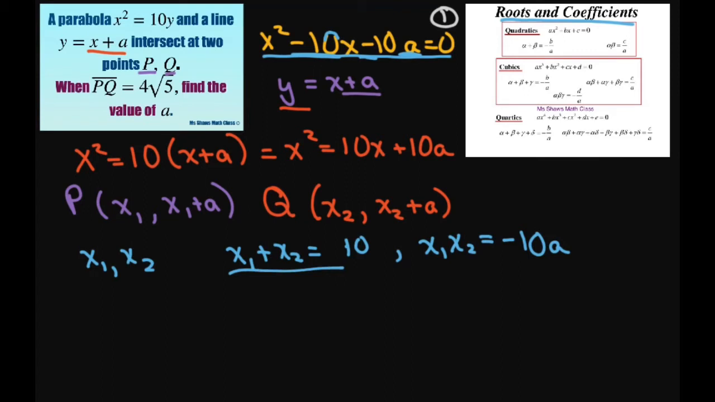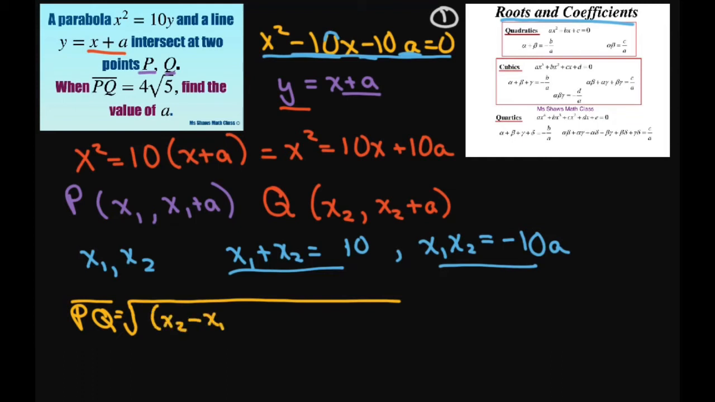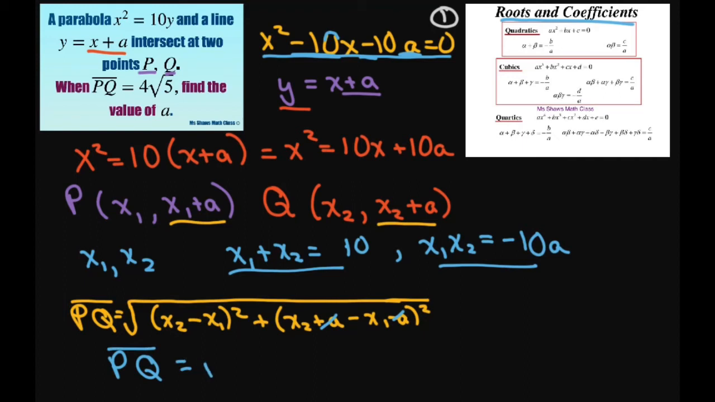All right. So now that we have that, we can do the distance formula for PQ. And that's going to equal the square root. And then we're just going to take our points. So we're going to have x sub 2 minus x sub 1 squared. And these are your y values. So you can put plus x sub 2 plus a minus x sub 1 minus a squared. All right. And what's going to happen is these two a's are going to cancel, and you're going to get the length of PQ equals square root of x sub 2 minus x sub 1 squared plus x sub 2 minus x sub 1 squared.